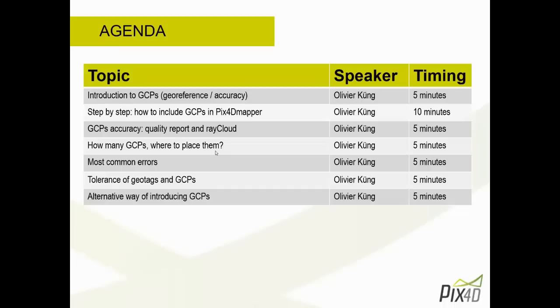I'll also talk about a feature which has been introduced in version 1.1 of Pix4D Mapper, which is about the tolerance of the geotags and ground control points, and conclude with an alternative way of adding ground control points in Pix4D Mapper.